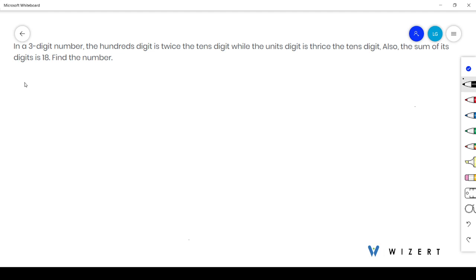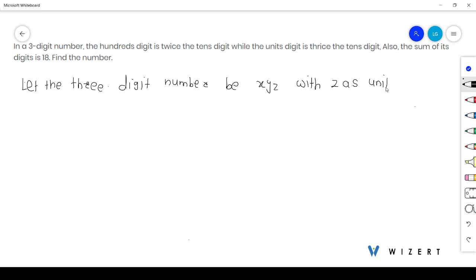Let the 3-digit number be XYZ, with Z as the units digit, Y as the tens digit, and X as the hundreds digit.